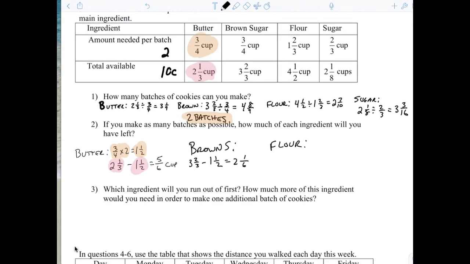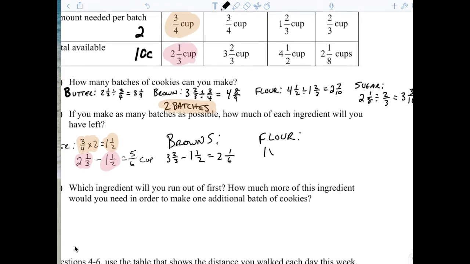All right. So you have to take 1 2/3 and multiply it by 2. Exactly. 1 2/3 times 2 is... I got 3 1/3. And then you have to take 4 1/2 and subtract 3 1/3. Perfect.